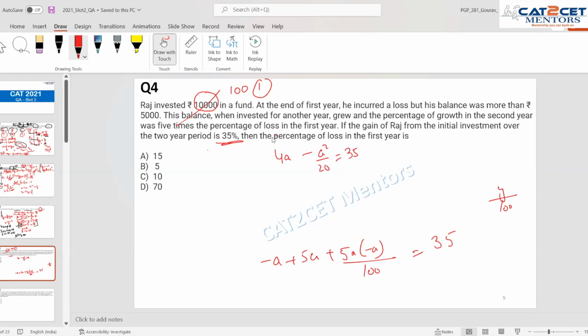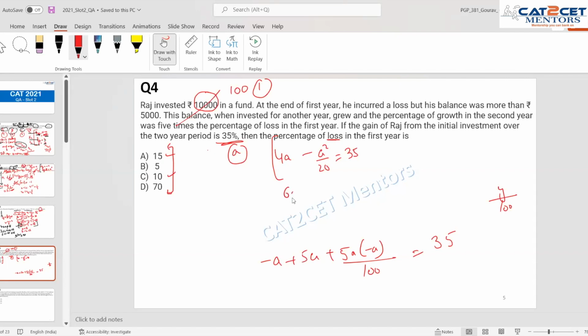At this step you can put in the options, like we can put a equals to 15, because in the end we are required to find the value of loss percentage that we assume to be a. So let's put a equals to 15. But before putting options, guys, can you tell me which option we will put first to start? We have told that we will look for the middle options first. So we will start with option A 15 or option C 10. So let's start with putting a equals to 15.